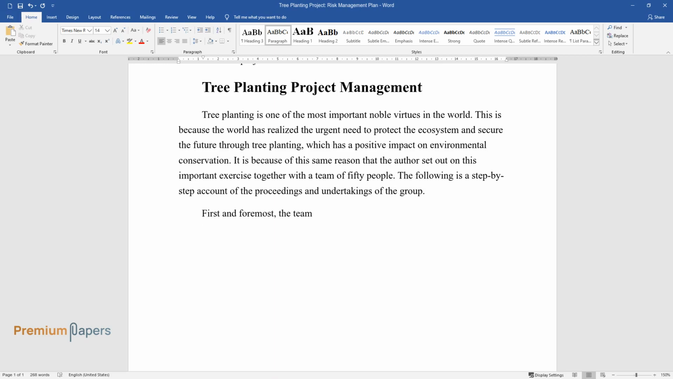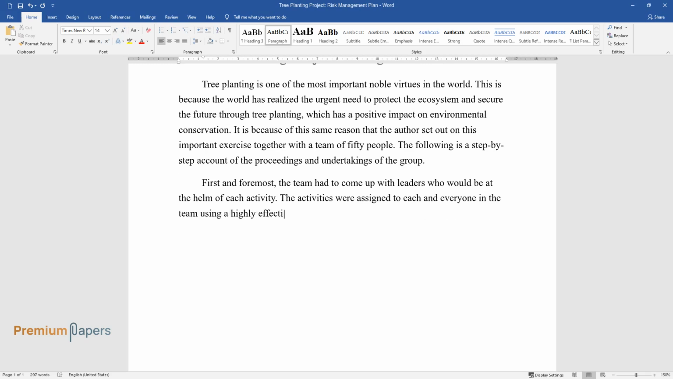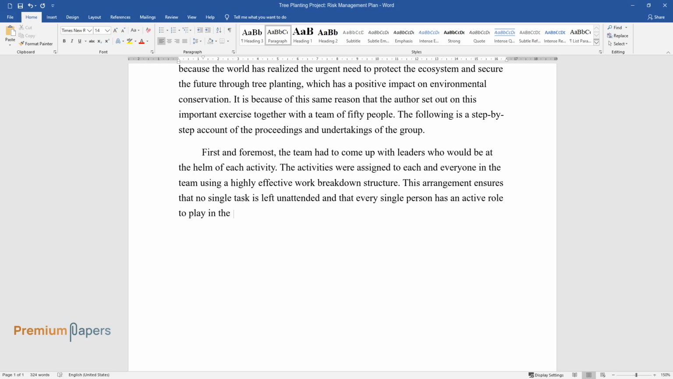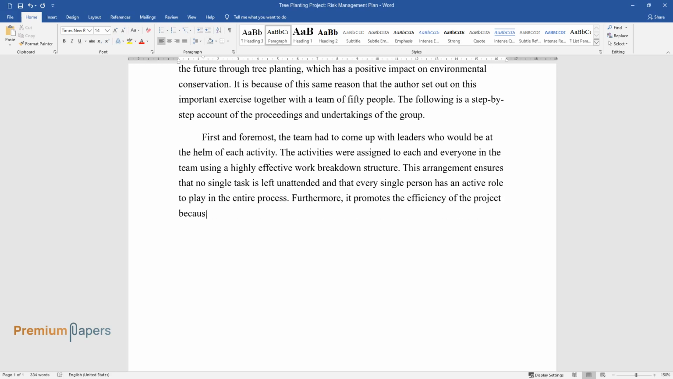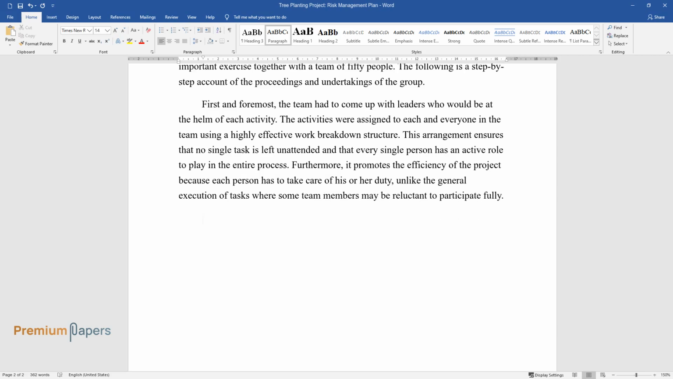First and foremost, the team had to come up with leaders who would be at the helm of each activity. The activities were assigned to each and everyone in the team using a highly effective work breakdown structure. This arrangement ensures that no single task is left unattended and that every single person has an active role to play in the entire process. Furthermore, it promotes the efficiency of the project because each person has to take care of his or her duty, unlike the general execution of tasks where some team members may be reluctant to participate fully.